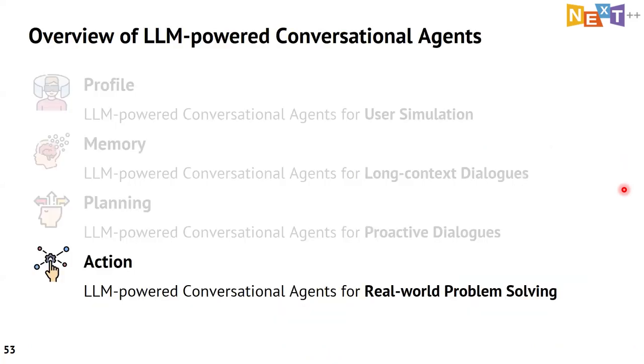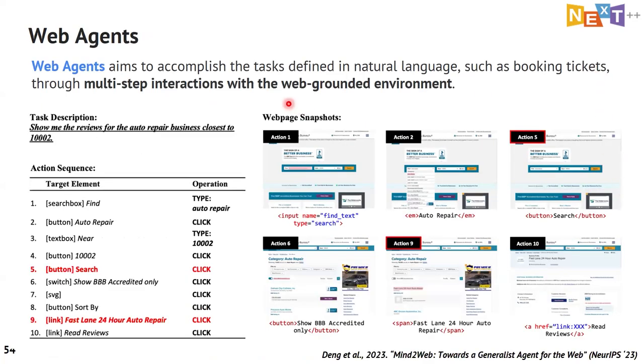And for the last part of the LLM powered conversational agents, we will introduce the action capabilities for real world problem solving. And here I will just take the web agent as an example. The web agent aims to accomplish tasks defined in natural language, such as booking tickets, through multi-step interactions with the web grounded environment.